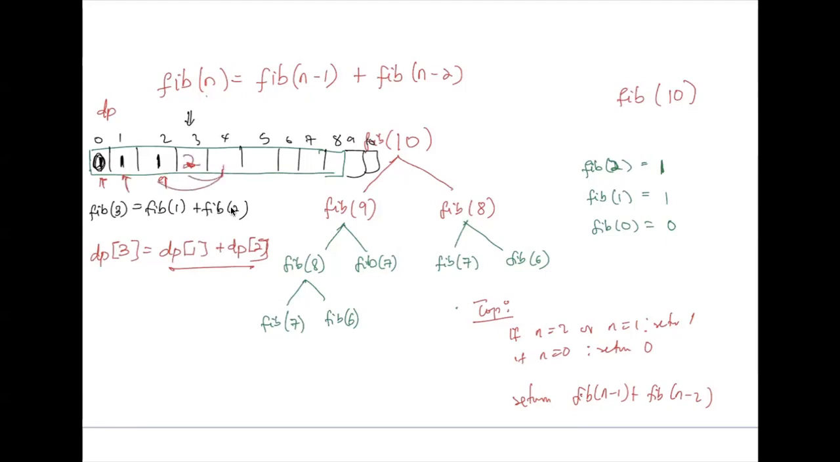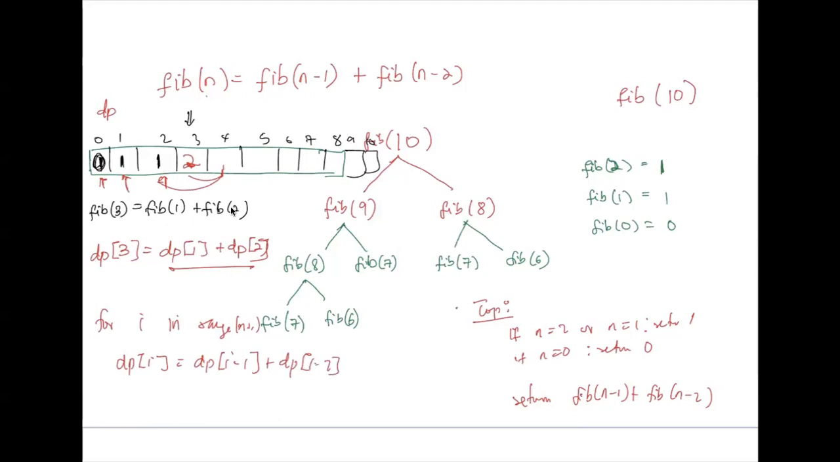Take the previous two elements, just a for loop, right? For i in range n plus 1, let's simply do dp of i is equal to dp of i minus 1 plus dp of i minus 2. And you're done. So this is the bottom-up approach.